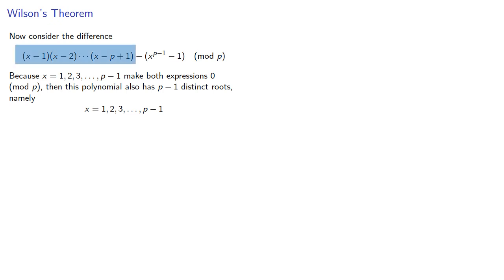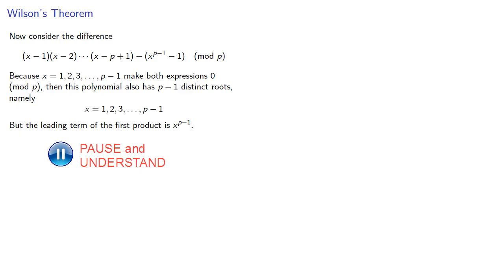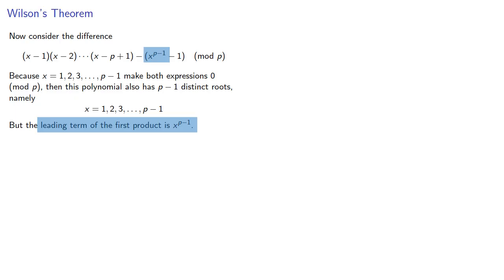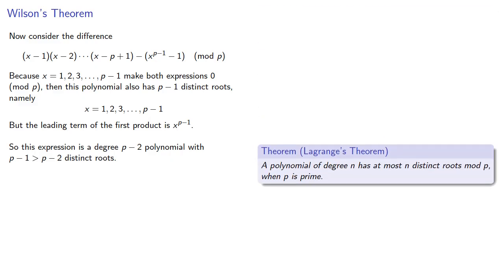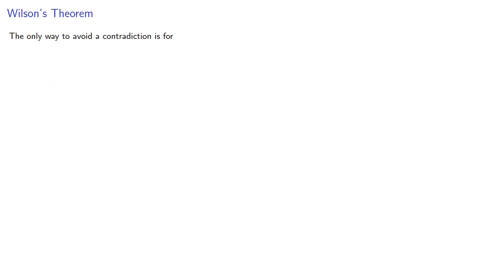But the leading term of the first product is going to be x to the power P minus 1. And so those x to the power P minus 1 terms will cancel, and so this expression is a degree P minus 2 polynomial with P minus 1 distinct roots, and P minus 1 is greater than P minus 2. But Lagrange's theorem says that that can't happen, so this is a contradiction, unless... Well, the only way to avoid a contradiction is for these two polynomials to be identically equal, and for the difference to be identically 0.